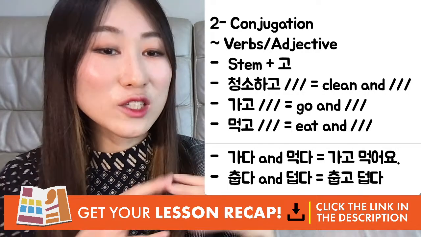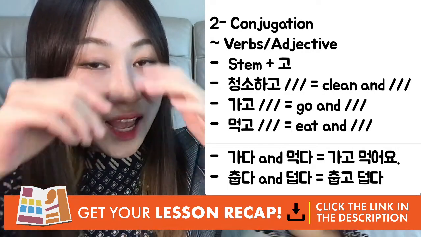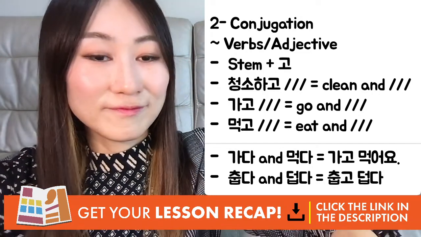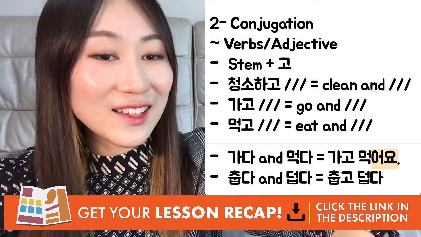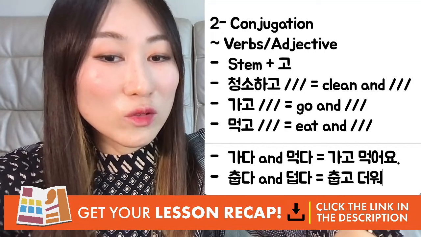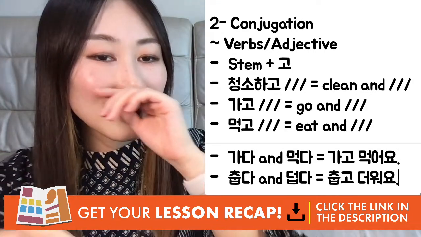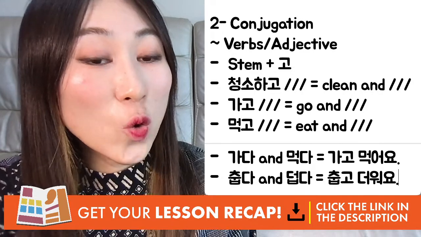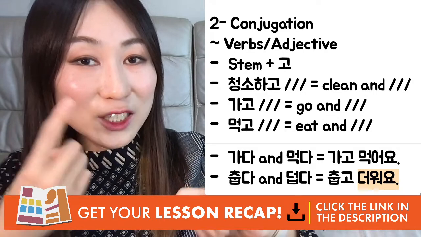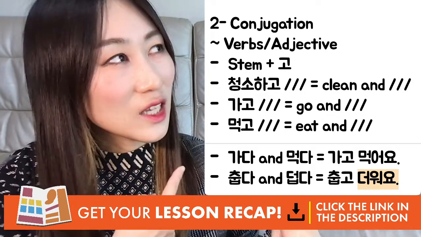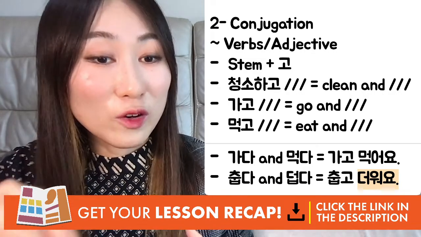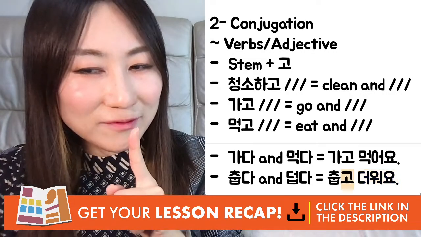So I want to change it to spoken form. When I actually speak, I often use the 아, 어, 여, 요 form. Let's change it to spoken form. It's 더워요. If you want to know more about this yo form, the polite spoken form, please check out my other video, the present tense video or yo ending video. So you can learn more about it. Today we focus on 고 only.